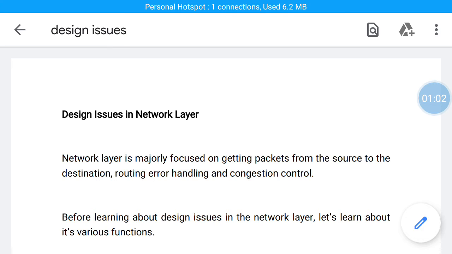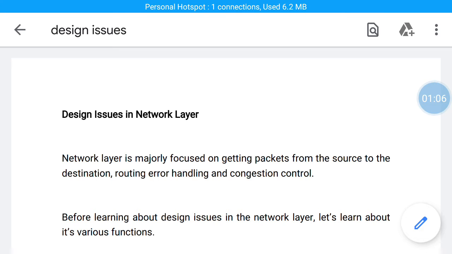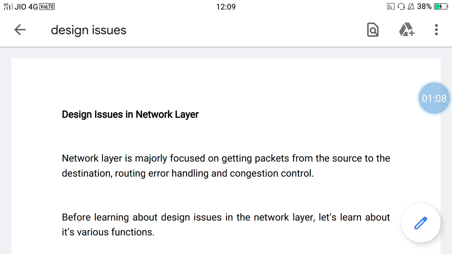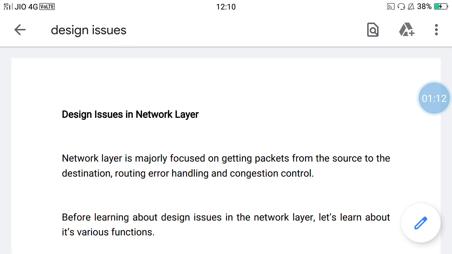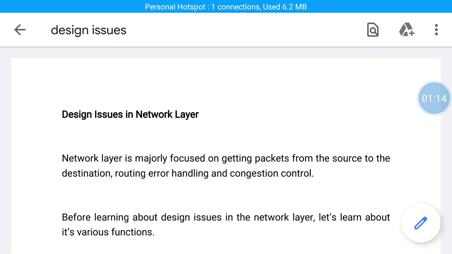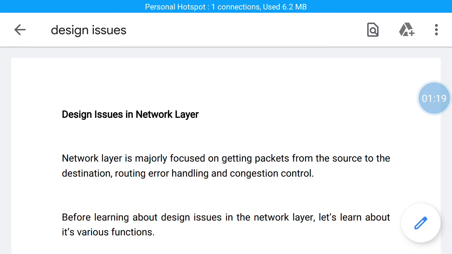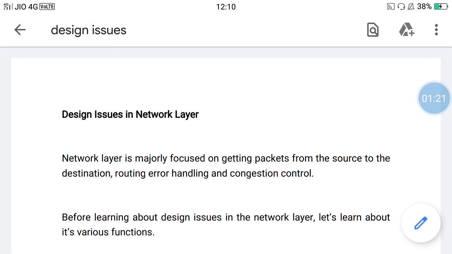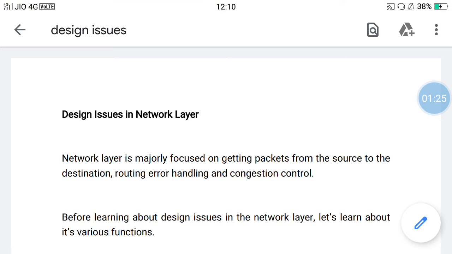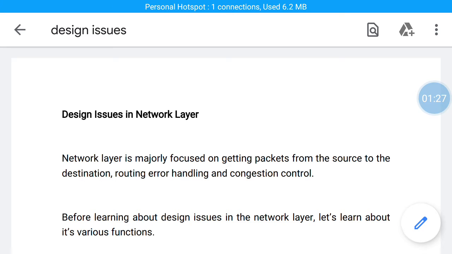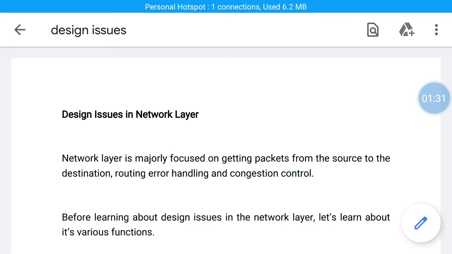And there may be a situation when too many packets are present in the subnet at the same time. This situation is known as congestion, and controlling such congestion is also a network layer design issue. Ensuring the quality of service provided is also a network layer design issue.